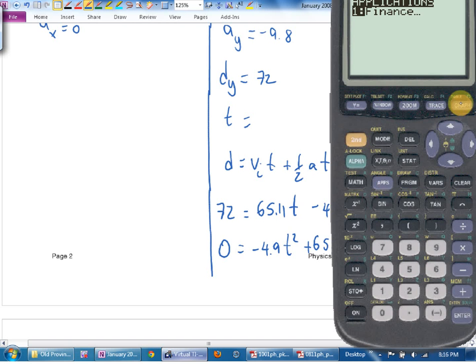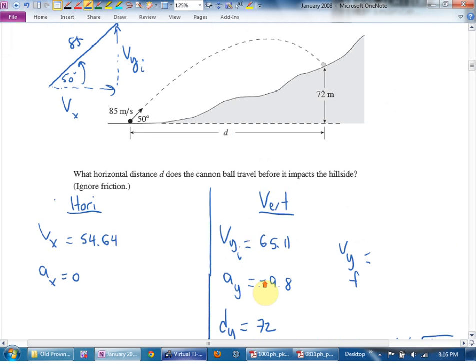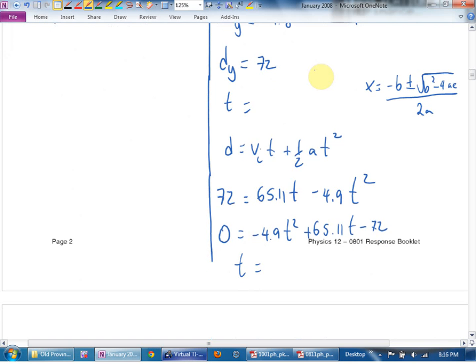And if you don't know how to do that, I will show you, but later. What are the roots? You know why? Because it's 72 meters high right here and right here. Which root do I want? Which time do I want? The bigger time. 12.07 seconds. Time of flight is 12.07 seconds.